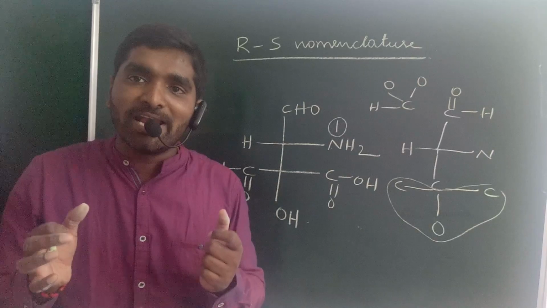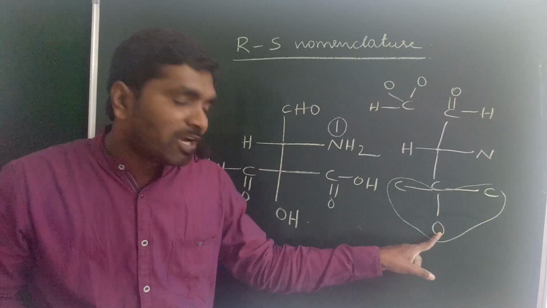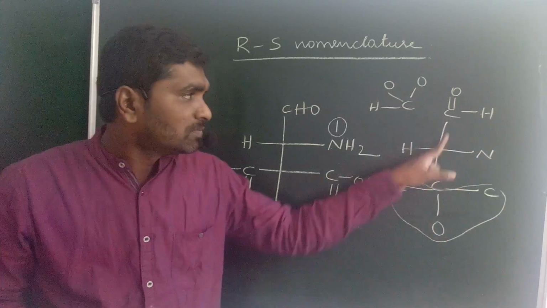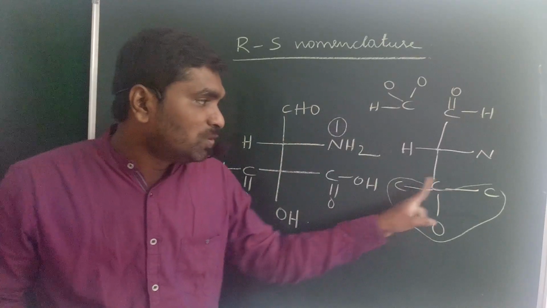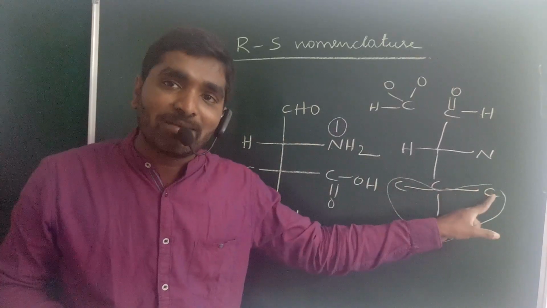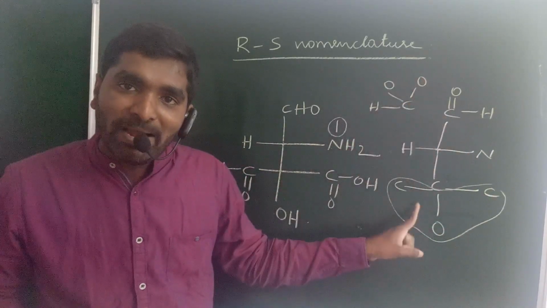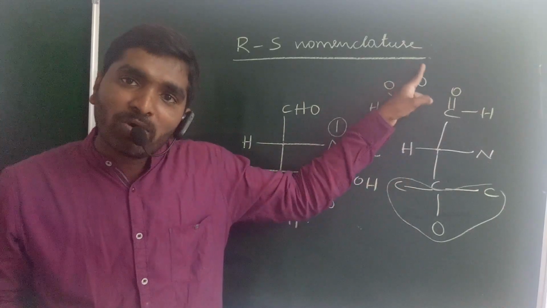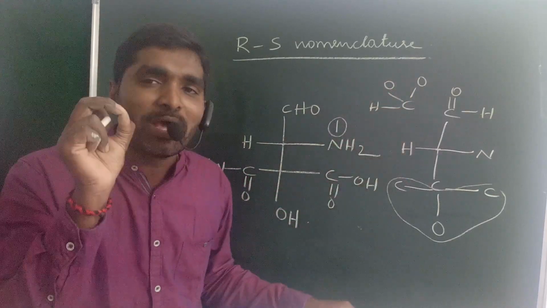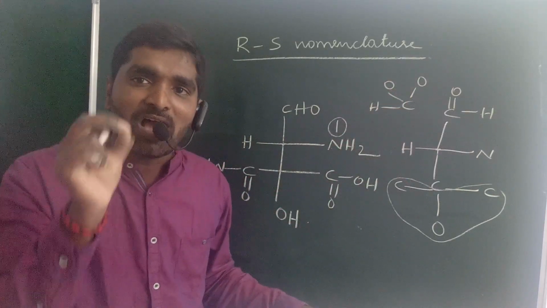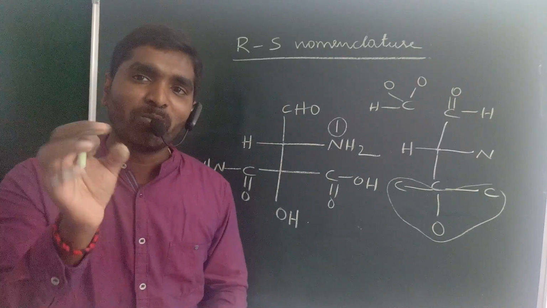Which is the higher priority group? Remember guys, this carbon is bonded with one oxygen atom. Again, this carbon is bonded with two carbon atoms. But compared with the carbon, oxygen is the dominating factor, because oxygen has the higher atomic number than carbon. Even though hydrogen is present, the oxygen is the dominating factor. At least one dominating atom always gets the higher priority.